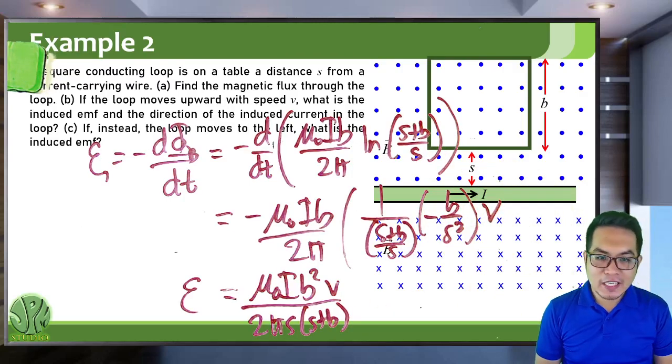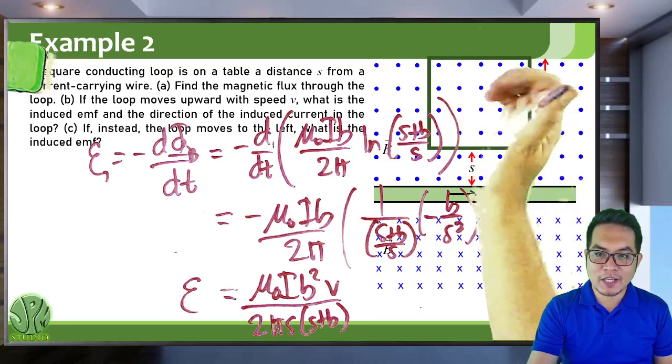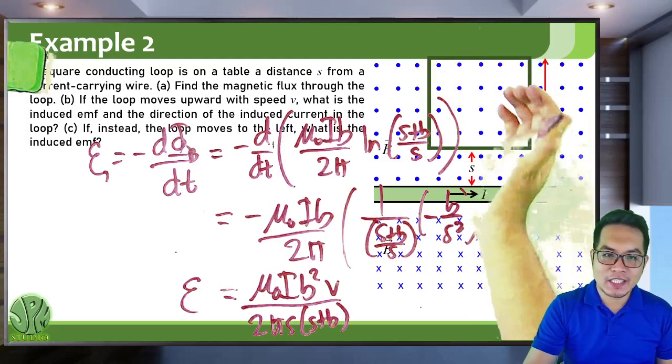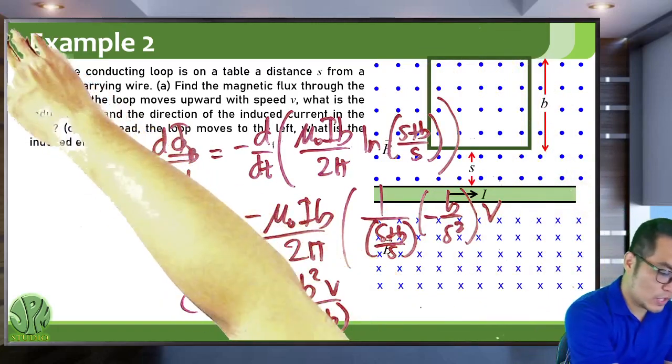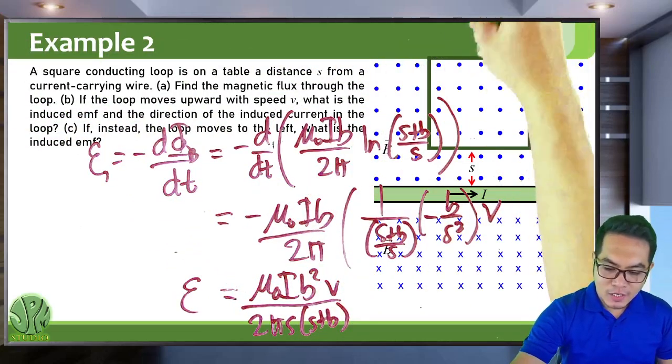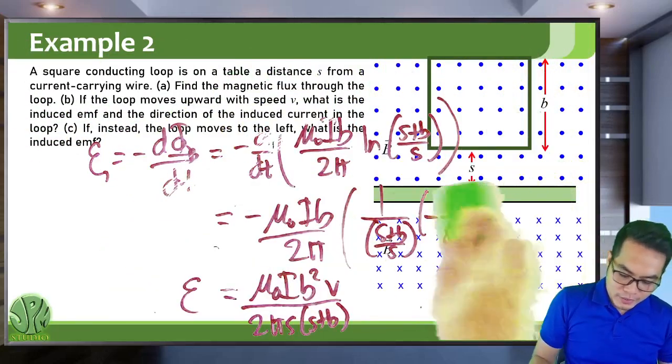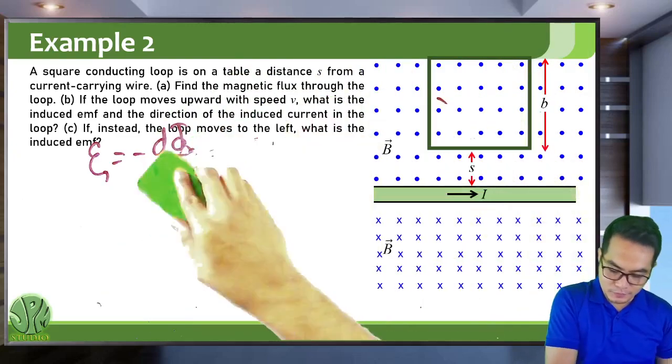So in this case, the current is counterclockwise because we assume that the area vector is in this direction, so meaning the current is in this direction. It's counterclockwise. So that one, we assume the correct direction for the current and the area vector.